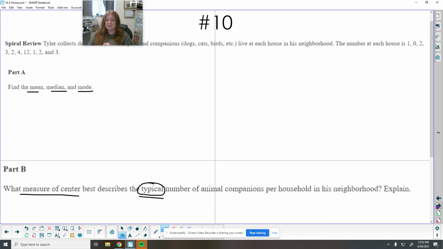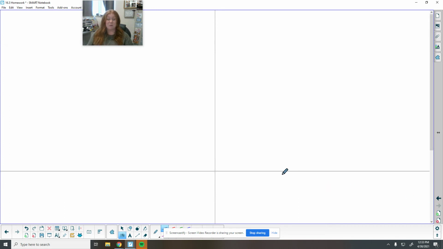Okay, so that is everything for our homework. So if you need any more help with the mean absolute deviation, let me know and we can set up a time to meet together.